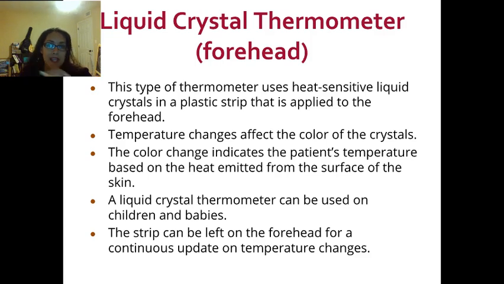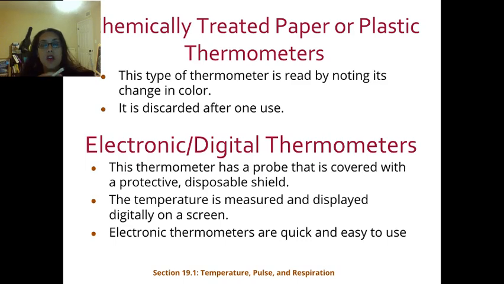It changes based on the heat emitted from the surface of the skin. A liquid crystal thermometer can be used on children, babies, and also isolation patients. The strip can be left on the forehead for a continuous update on temperature changes. Okay, so the chemically treated paper or plastic thermometers. This type of thermometer is read by noting its change in color and is discarded after 1 use.